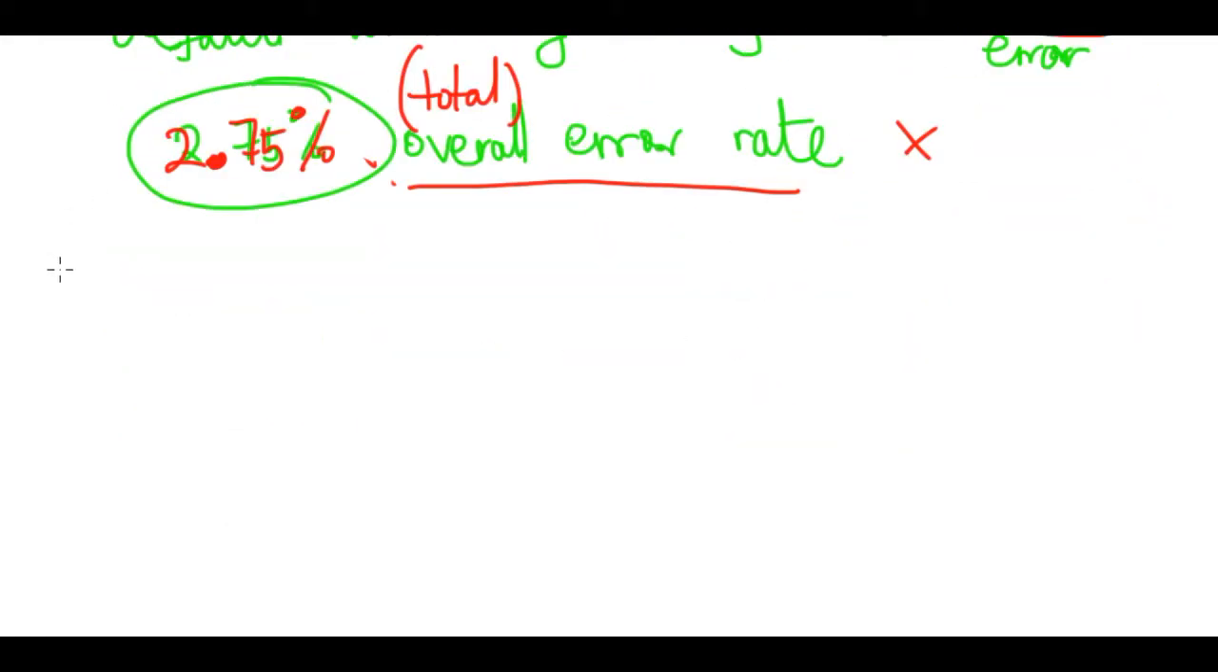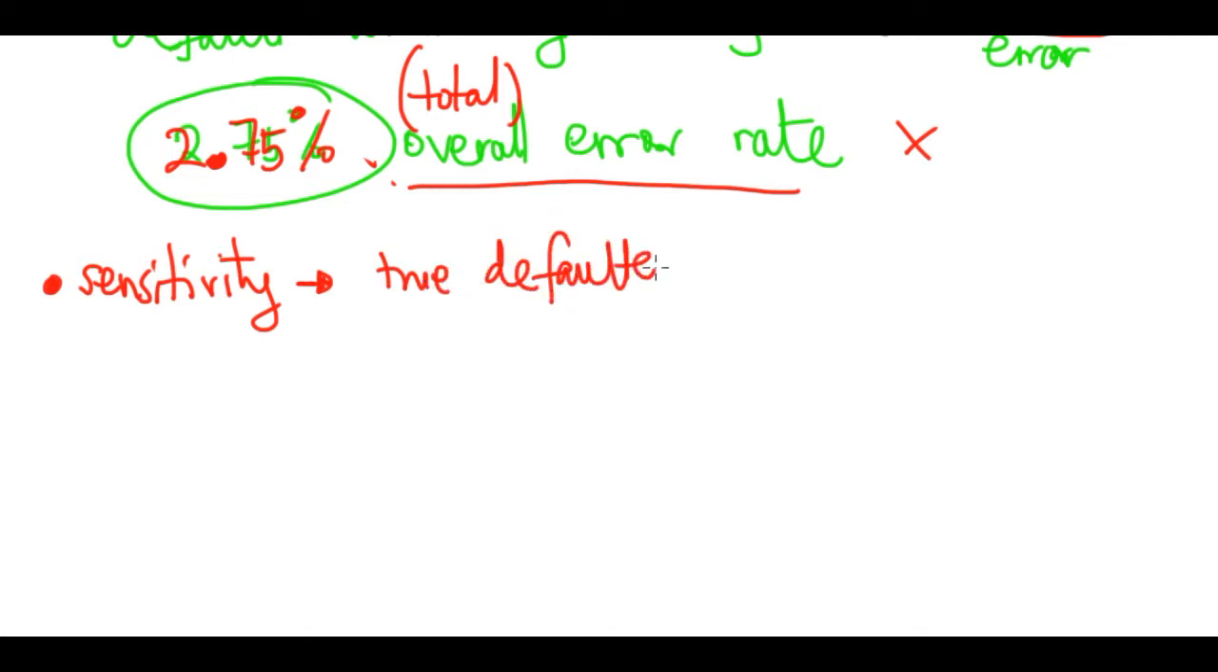When we are looking at the performance of a classifier, we usually look at something called sensitivity and specificity. Sensitivity is defined as the true defaulters, in our case, that are identified as defaulters.